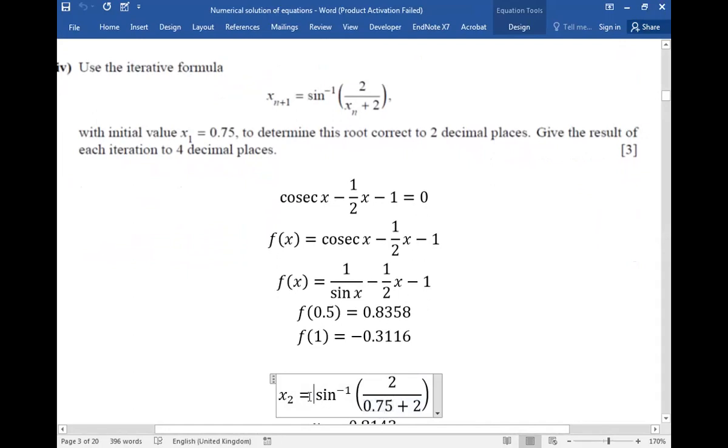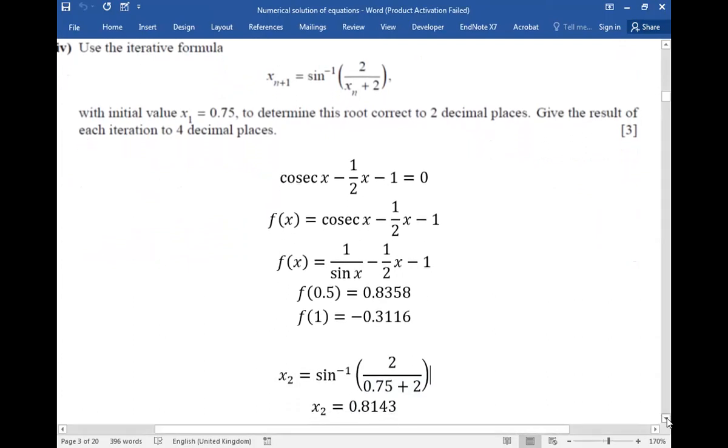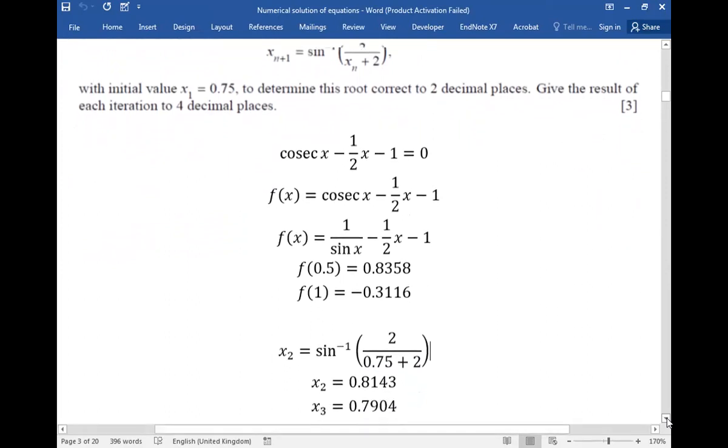Show one of the iterations. Please be very careful about it. At least show one iteration, and the rest you can just put the values. Press equals. Be very careful. Don't just keep on pressing equals without actually noting down the iterations.